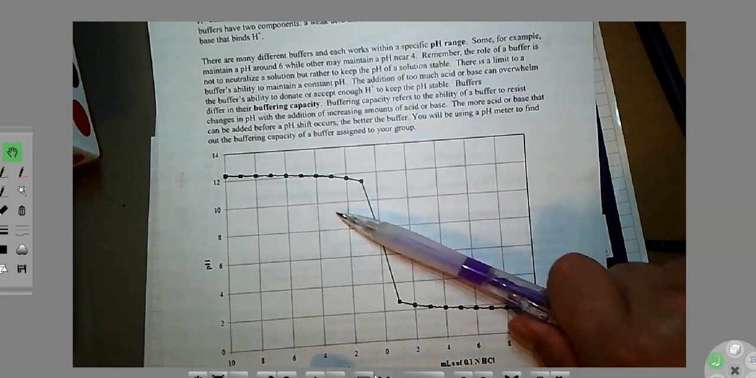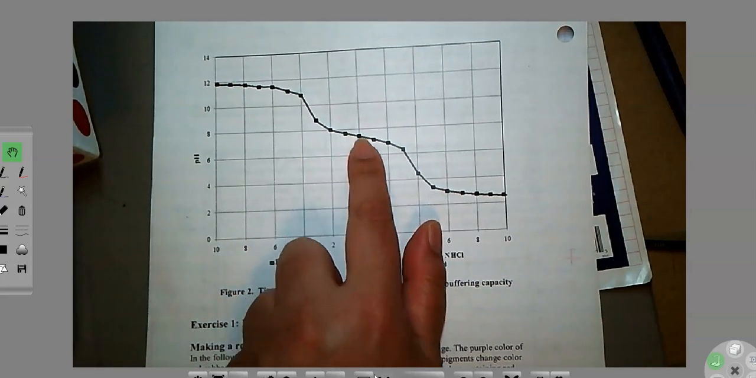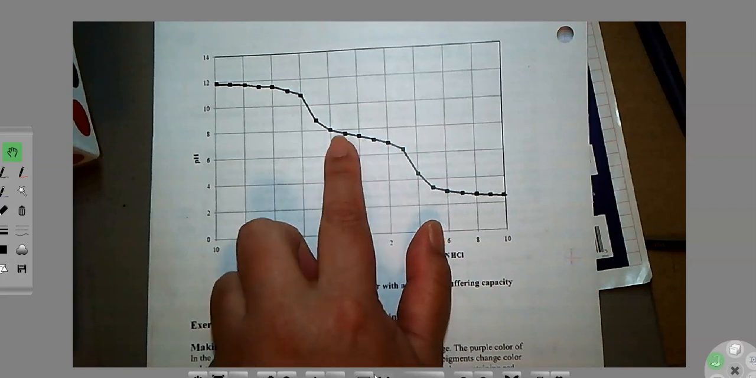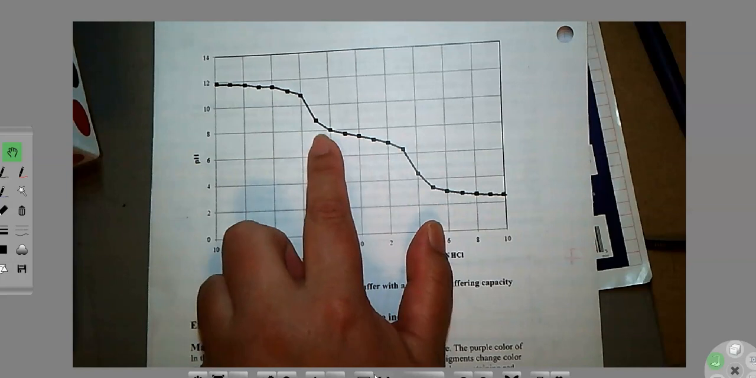in this range here, do you see a straight line and then it just goes to 2 or 12? In this case, we have this right here. Do you see how there's a flat line here? This means that it is buffering, that it is a buffer, okay?